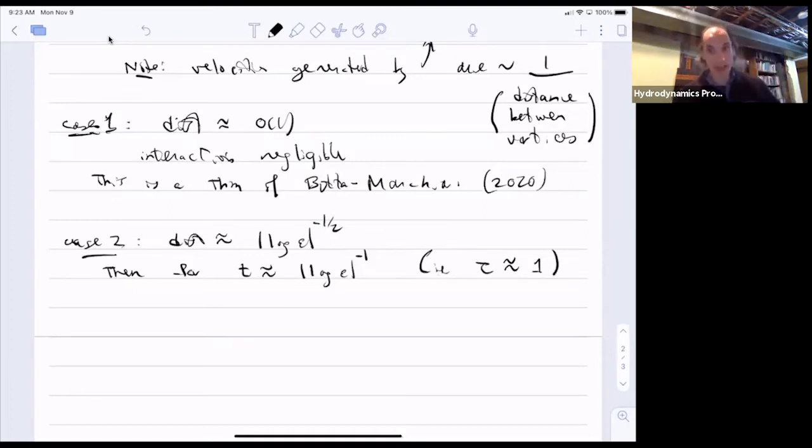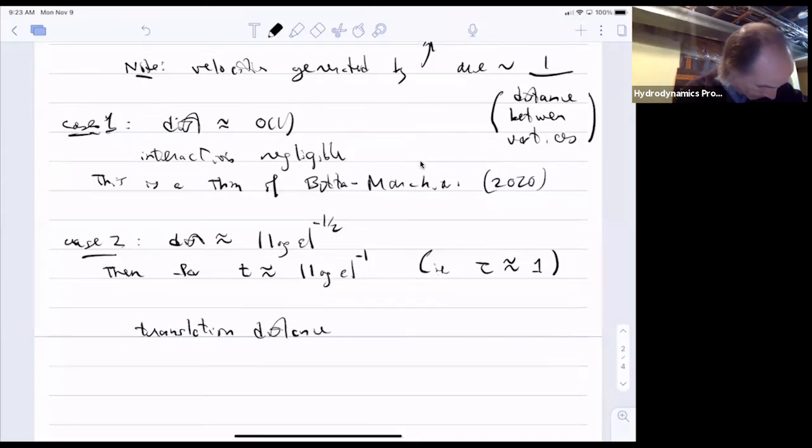Remember we introduced this tau variable, which was a rescaling of the t variable. So in times t of order small 1 over log epsilon, which is tau order 1, we know that the translation distance is like 1. So they move a distance of order 1 in times t of order 1 over log epsilon, and the number of rotations.